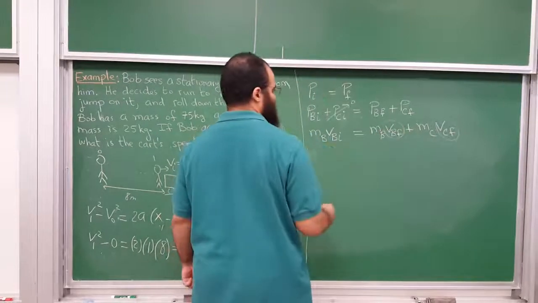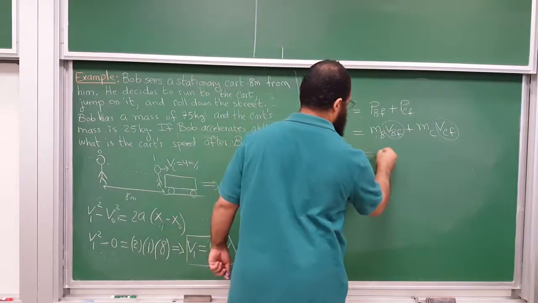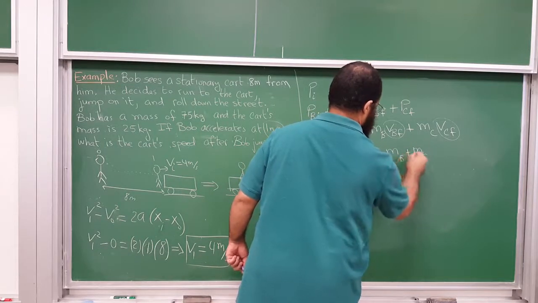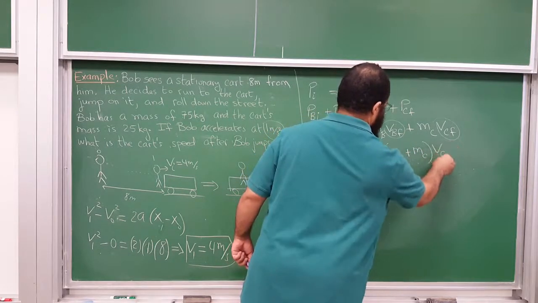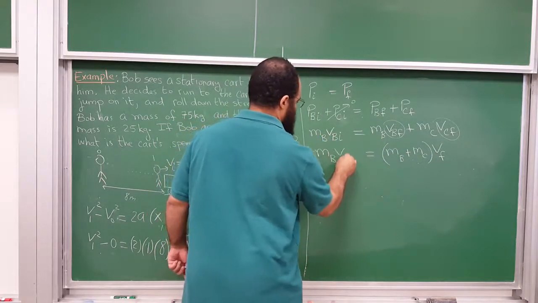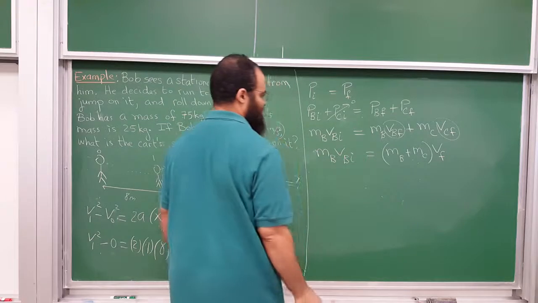So I would just call it V final and just factor it out. So it would be M Bob plus M cart times some V final. That's what we're trying to figure out. And then here I have M Bob, V Bob initial.